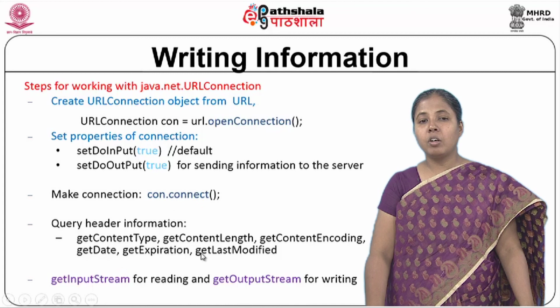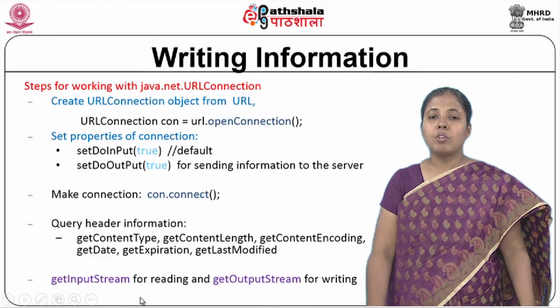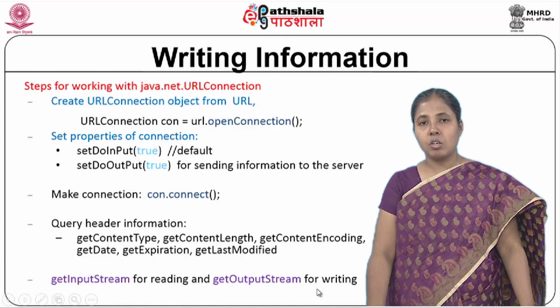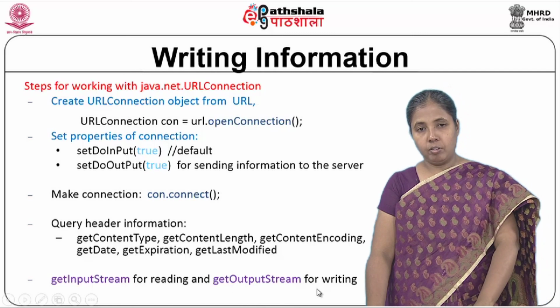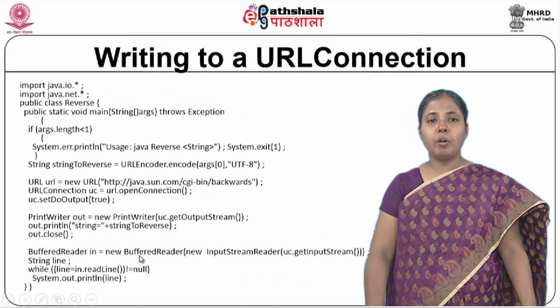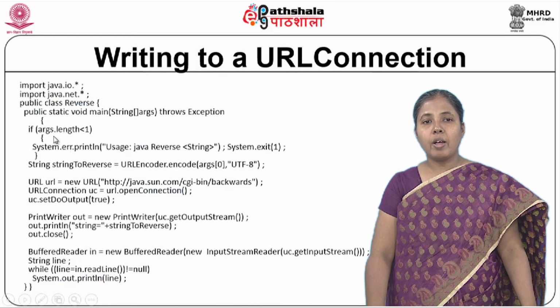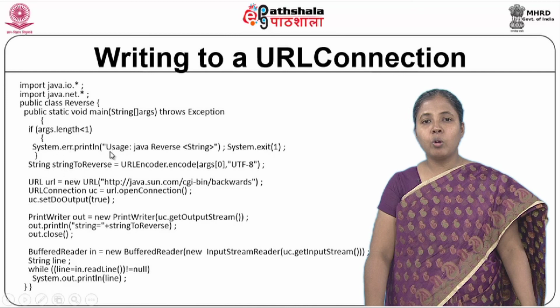And these are some of the methods by which you can get the header information, and in order to send it you need to get an output stream by which you can pass the information and write it to the other end. And this is an example that explains how you write to a URL connection. So, as I told you, you want to write a string in reverse order to the other end. So, you make an encoding using the URL encoder, which has to be encoded in the UTF-8 format, that is the MIME format which would be accepted.